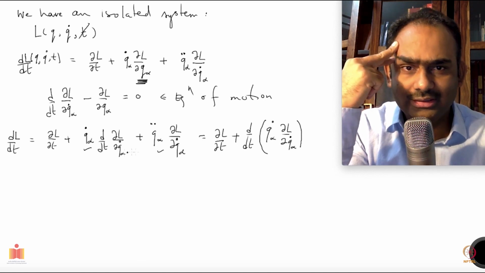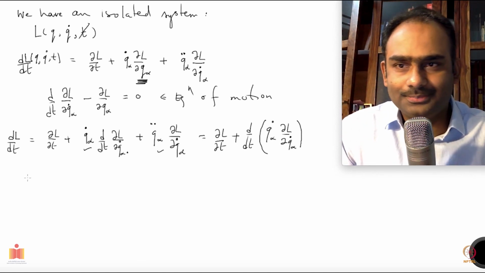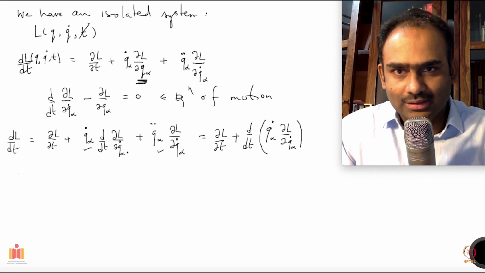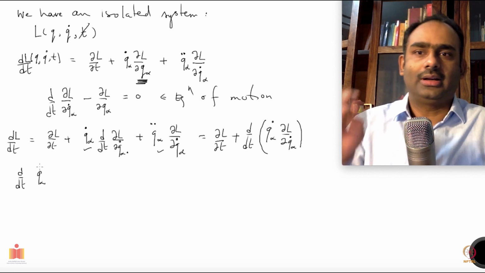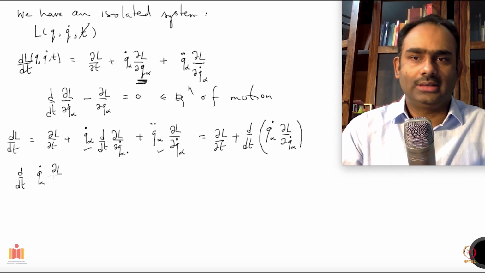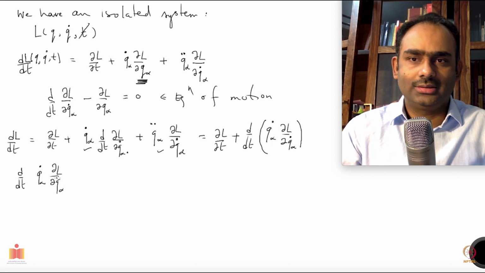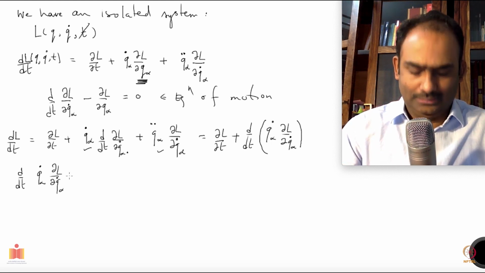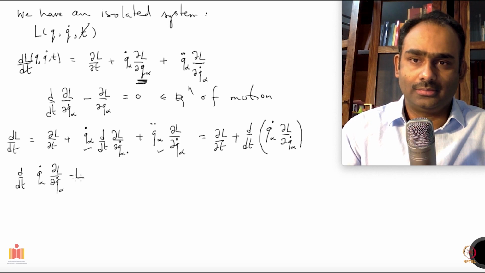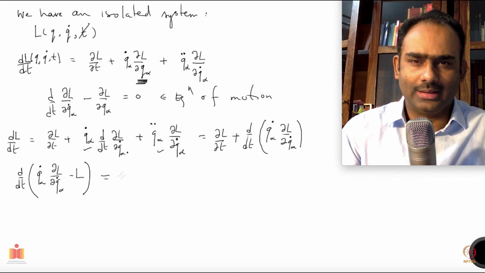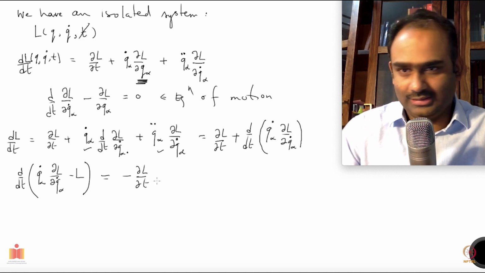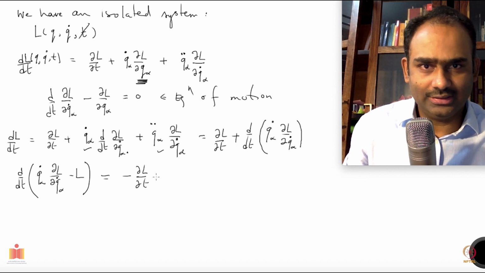So I can bring them together and write d over dt of q alpha dot, del L over del q alpha dot, minus L, and that equals minus del L over del t. And that is correct. Yes. So I've taken the del L over del t to the other side.